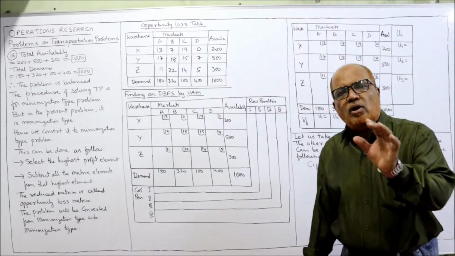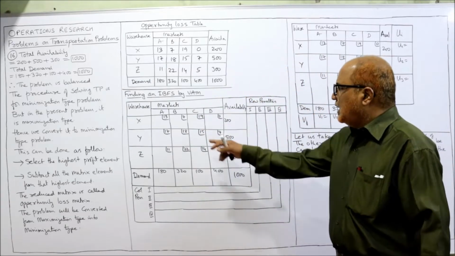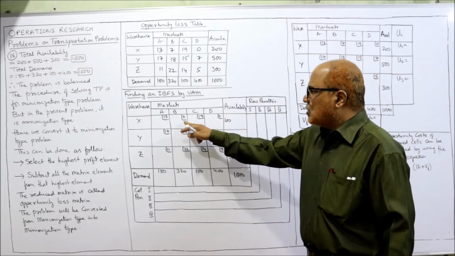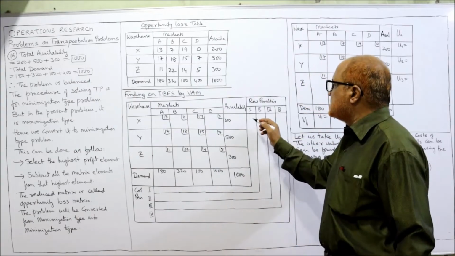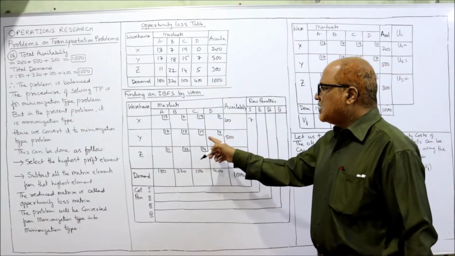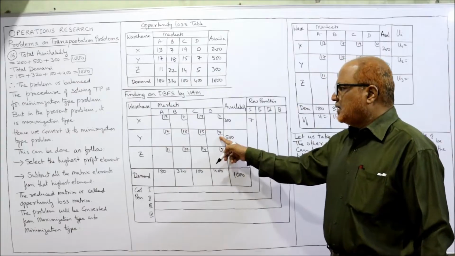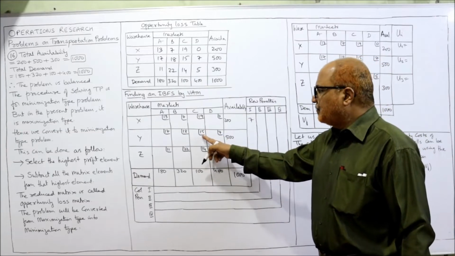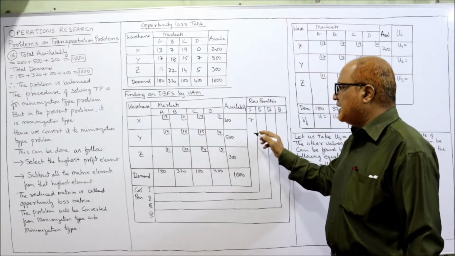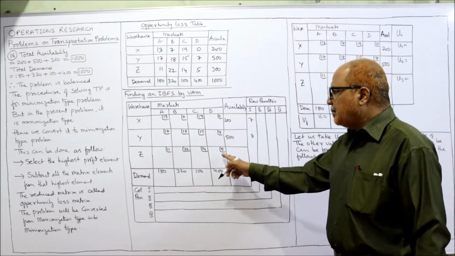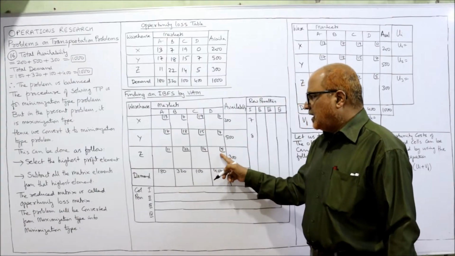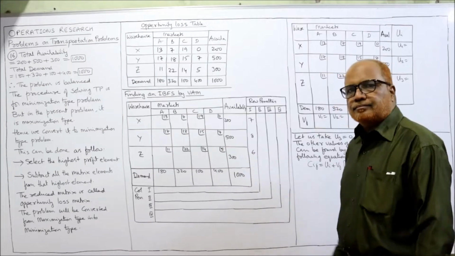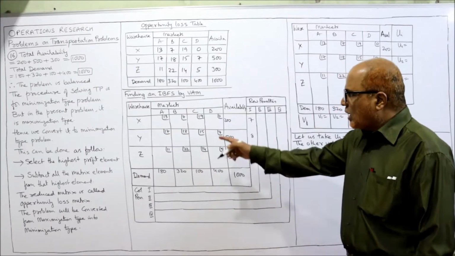Penalty is the difference between the smallest cost and the next smallest cost. In the first row the smallest cost is 0 and the next smallest cost is 7, so 7 minus 0 is 7. In the next row the smallest cost is 7 and the next smallest cost is 15, so 15 minus 7 is 8. Here the minimum cost is 5 and the next minimum is 11, so 11 minus 5 is 6. Row penalty is completed. Now the column penalty.